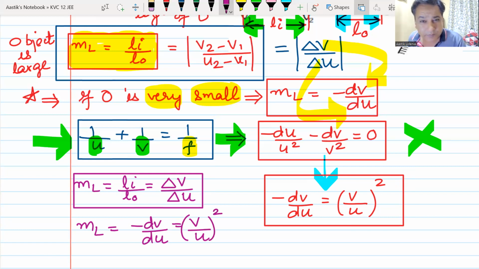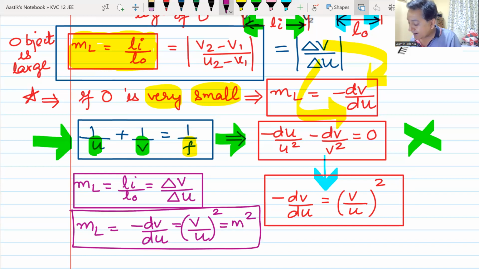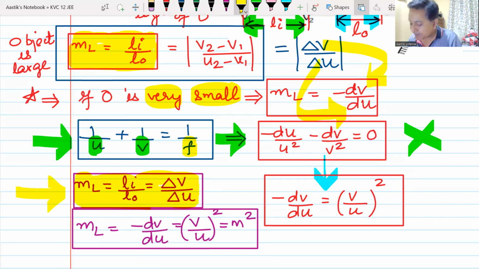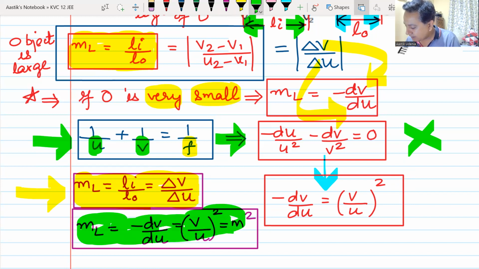And if you remember, magnification, your transverse magnification was minus V by U, yes or no? If I square that equation, that will become your transverse magnification whole square. And that is the formula that you should remember. The yellow one is valid for bigger objects. The green one is valid for smaller objects. And that is what you got to remember.